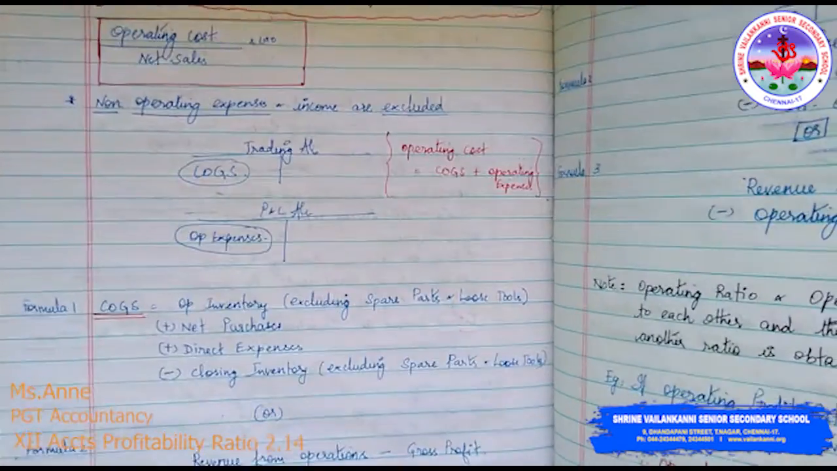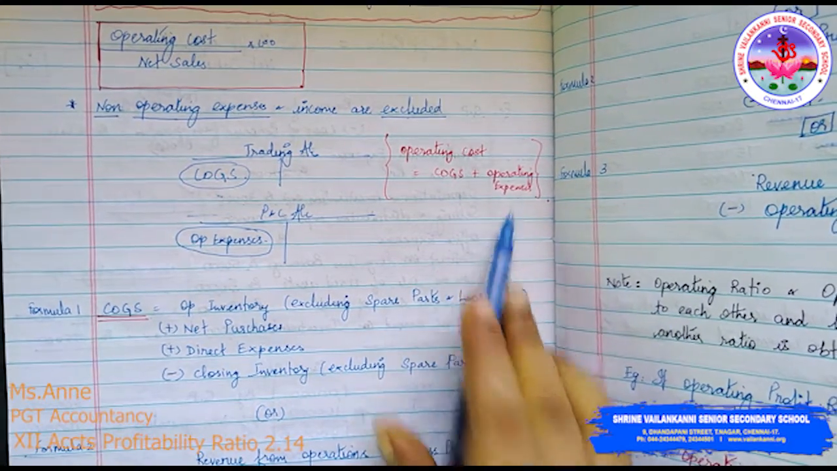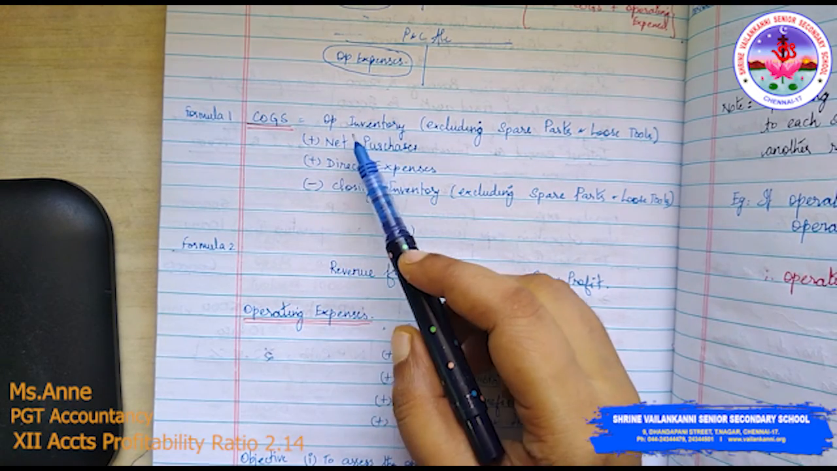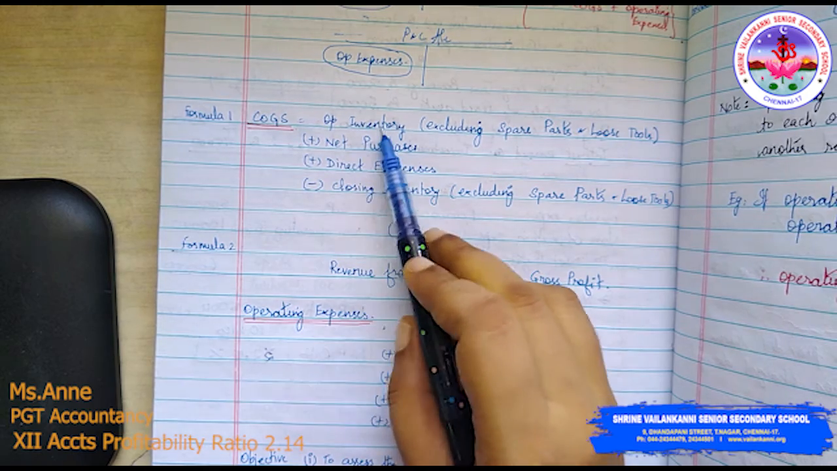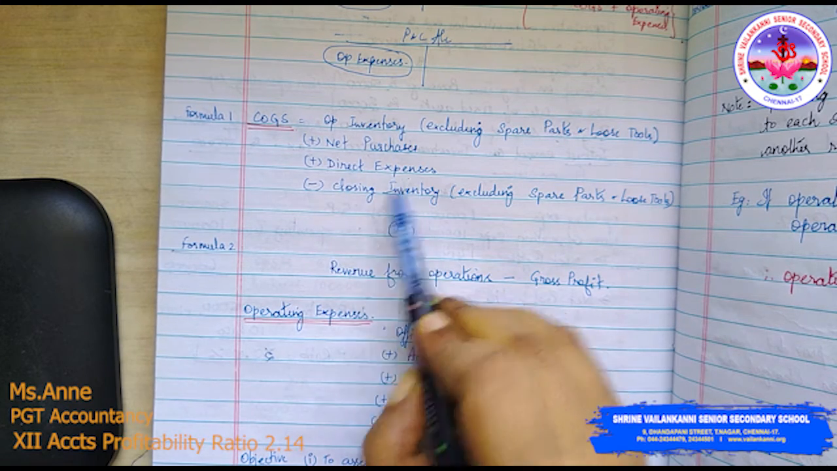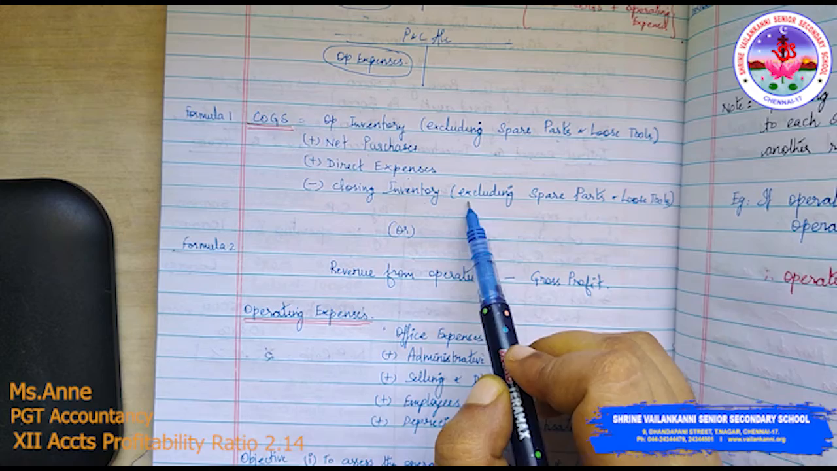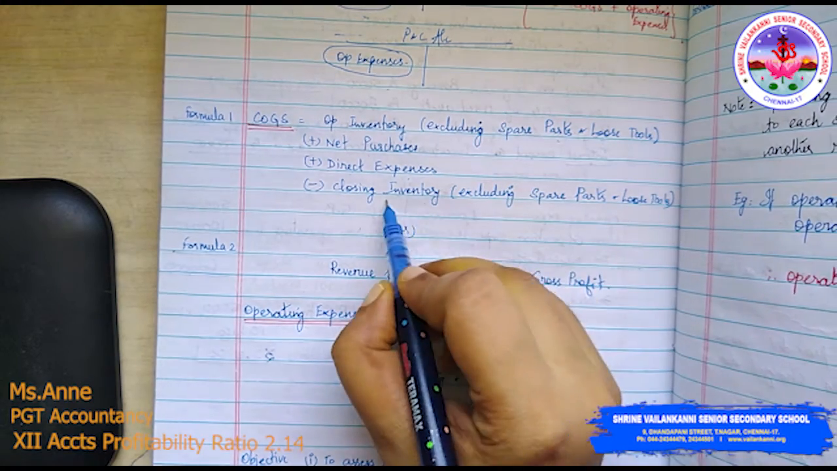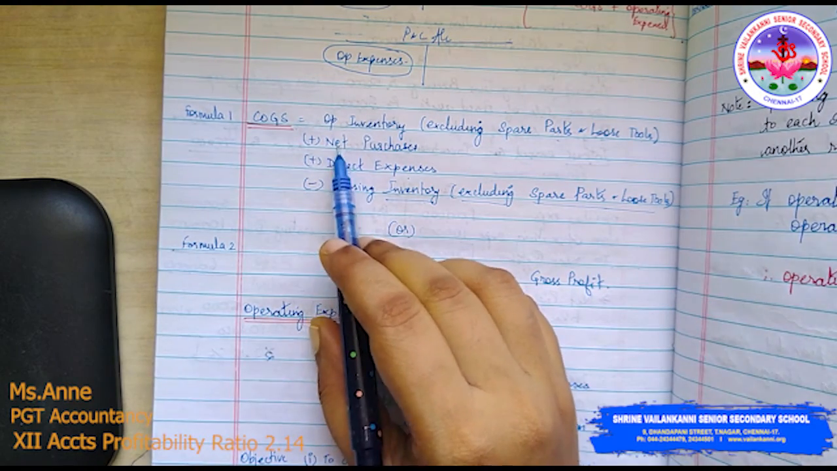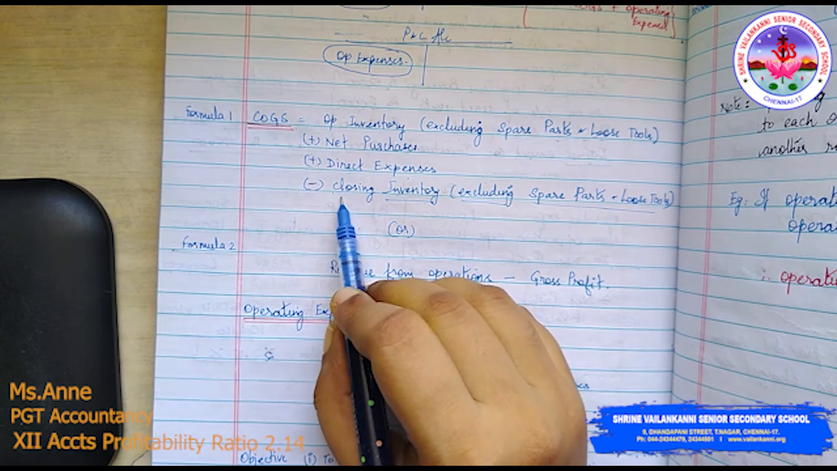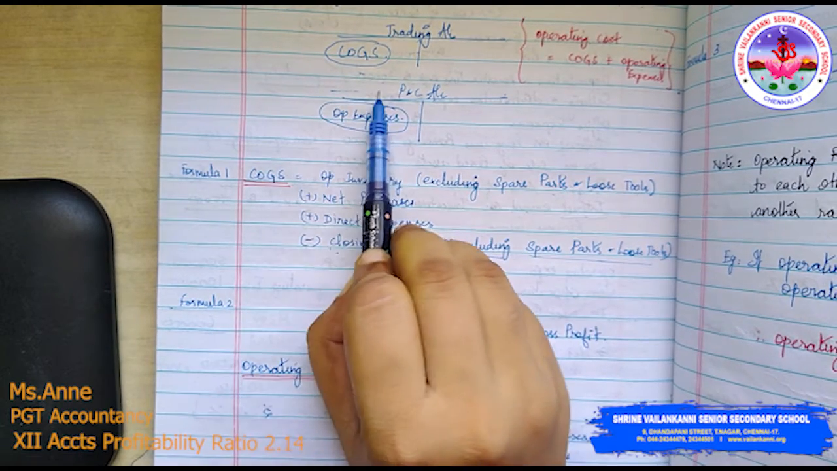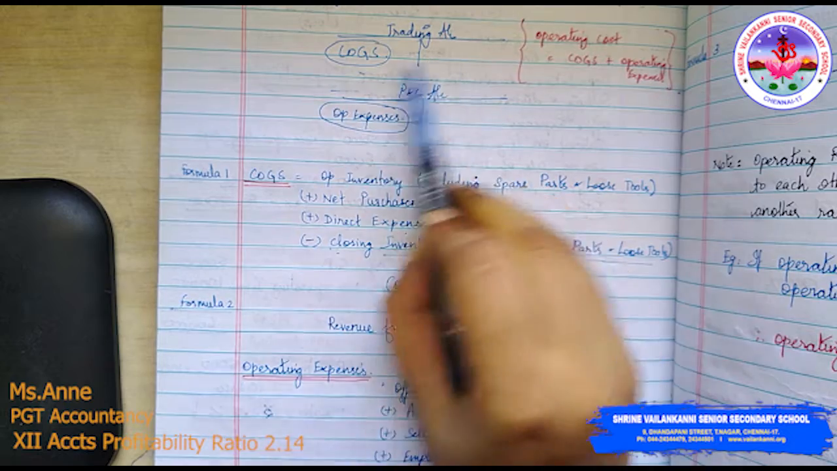So operating cost is nothing but cost of goods sold plus operating expenses. There are some formulas that you need to understand. Cost of goods sold, as you already know, is opening stock, which is opening inventory excluding spare parts and loose tools, plus purchases plus direct expenses, minus closing inventory excluding spare parts and loose tools. So inventory always excludes what? Spare parts and loose tools. So opening stock plus purchases plus direct expenses minus closing stock. In the trading account you will have opening stock plus purchases plus direct expenses, and by deducting closing stock, you will get what?